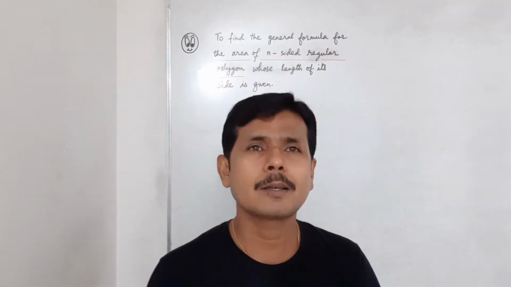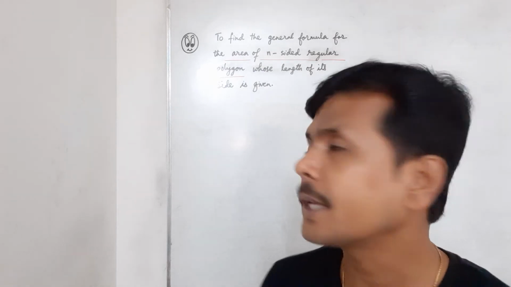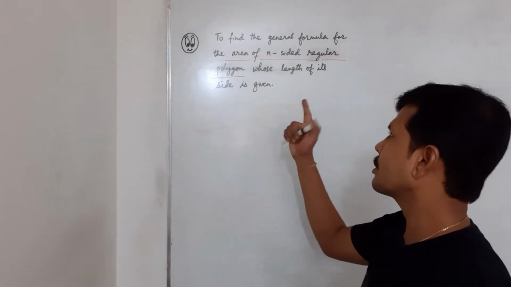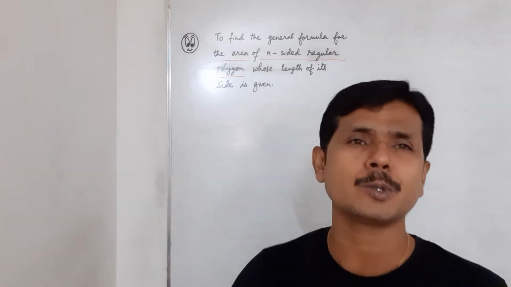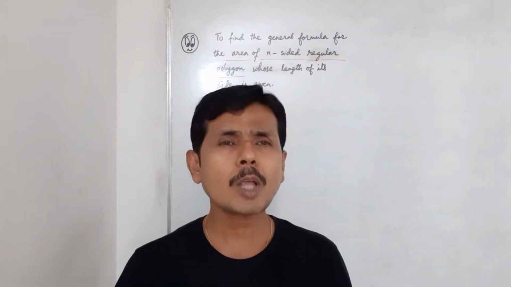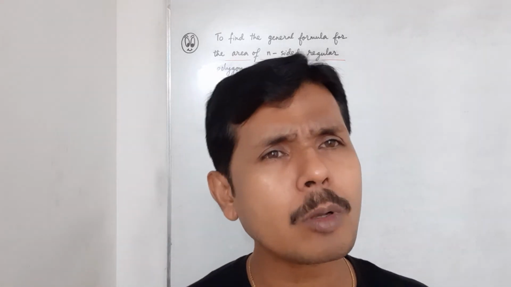Hello students, today I am going to teach you all to find the general formula for the area of an n-sided regular polygon whose length of its side is given to you. Okay? Now what is a polygon first of all? A polygon is a plane figure bounded by 3 or more line segments.